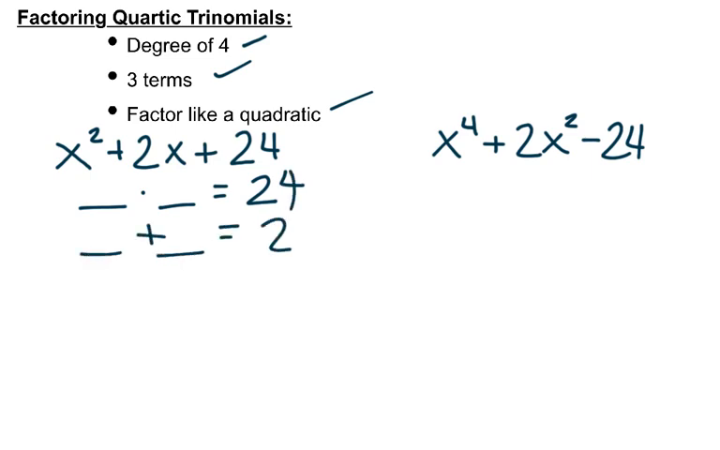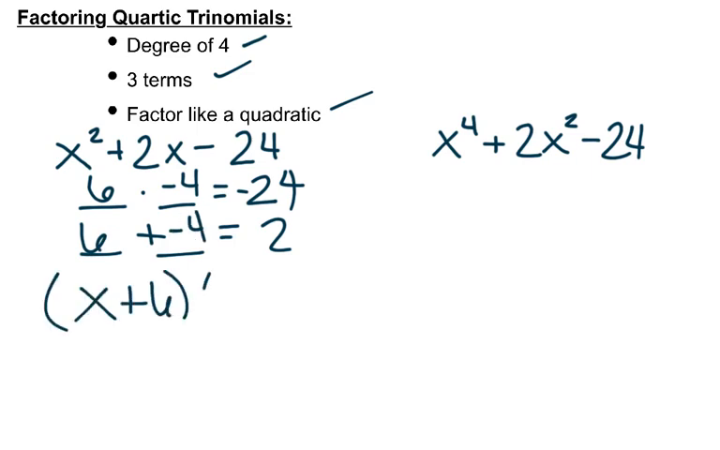I'm looking for two numbers that multiply to give me 24. Oh, sorry, that was supposed to be a minus. My bad. Multiply to give me negative 24, add to give me 2. Those two numbers are 6 and negative 4. So then I would have written x plus 6 and x minus 4. That's how you factor a quadratic.